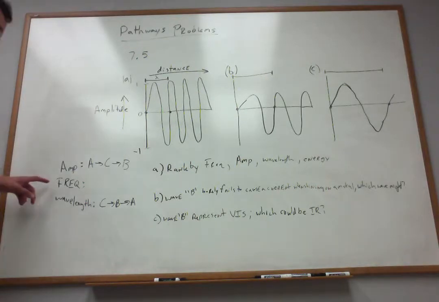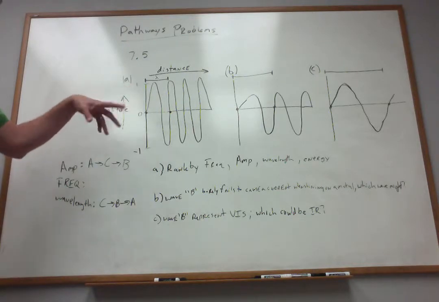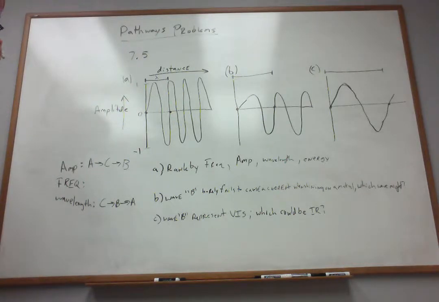Now frequency is a measure of how many oscillations occur per second. It's measured in cycles per second, or in hertz units, which is the same as cycles per second. It's the number of oscillations that occur every second. It can also be measured as the number of oscillations that occur per unit distance, provided all the waves travel at the same velocity. These electromagnetic waves do, so that's also a valid thing.